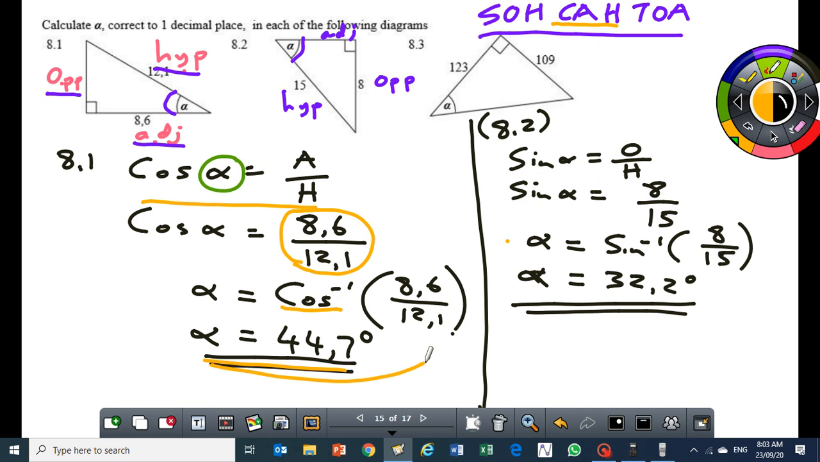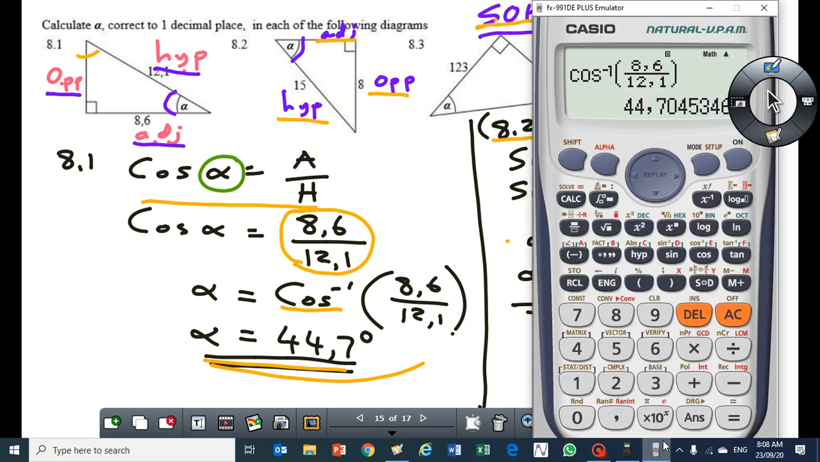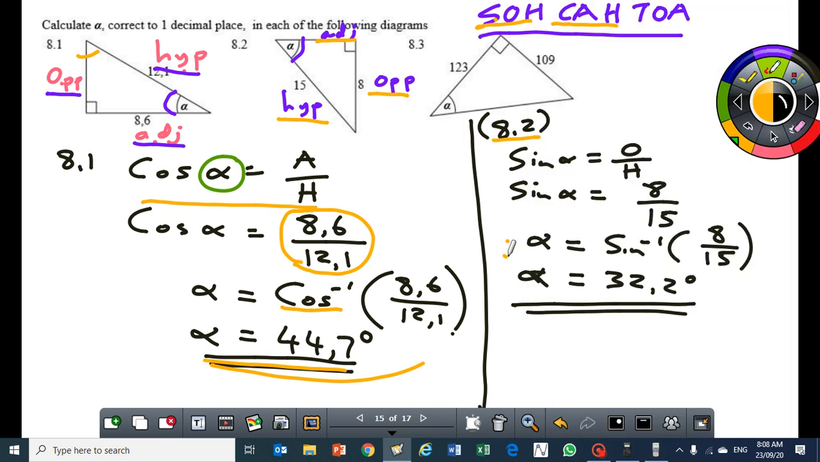So your answer for alpha is 44.7 degrees. Now, I need to go to your calculator. You press shift, now this is sine, then it's going to be 8 over 15. So you press the fraction option, that's 8 over 15. Then you press equals. It gives you 32.2 degrees to one decimal place. So you get 32.2 degrees, which is what's there.